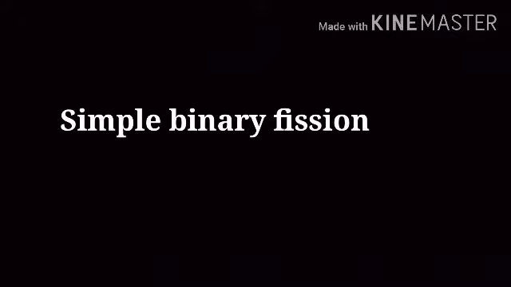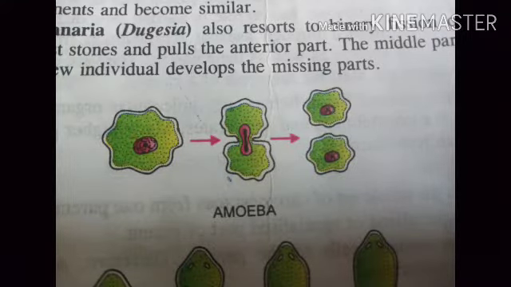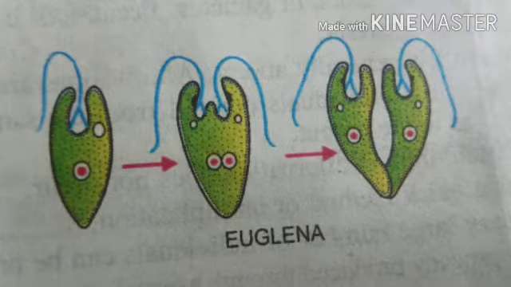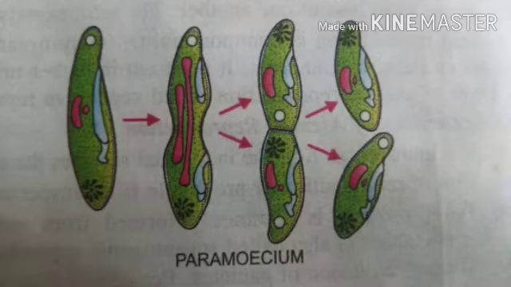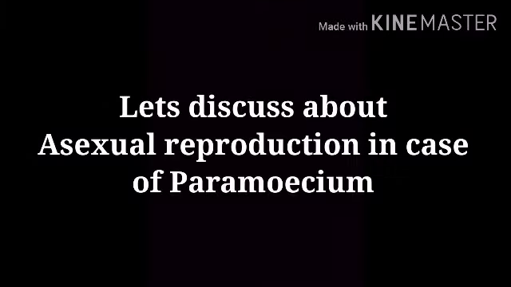Simple binary fission occurs in the case of amoeba. Longitudinal binary fission occurs in the case of euglena, and transverse binary fission occurs in the case of paramecium. How does binary fission occur in the case of paramecium?